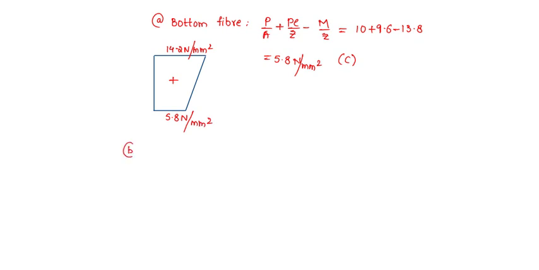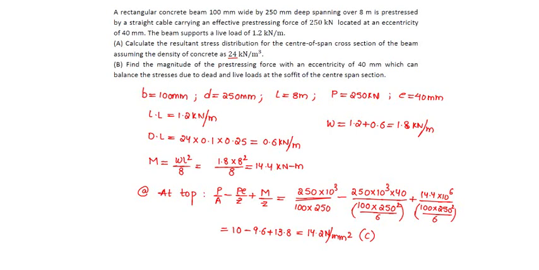So the second question is, find the magnitude of the pre-stressing force with an eccentricity of 40 mm, same eccentricity, which can balance the stress due to dead loads and live loads at the soffit of the beam, soffit, that is bottom, of the center span.